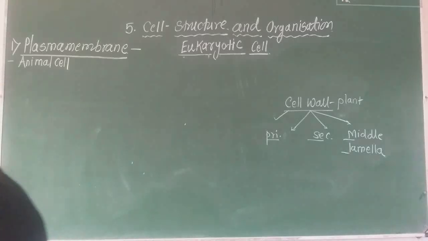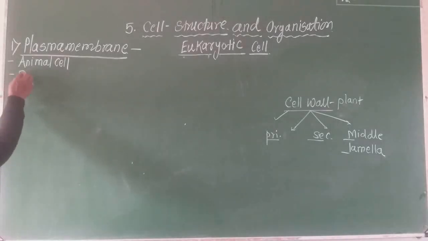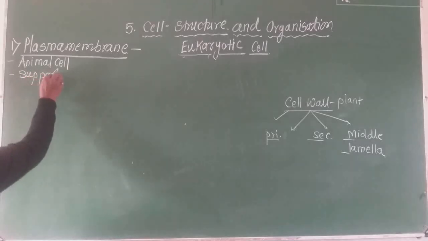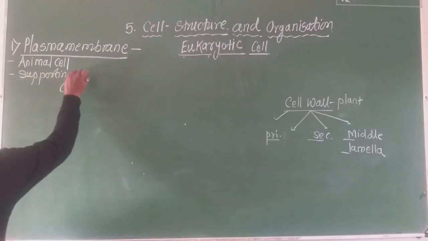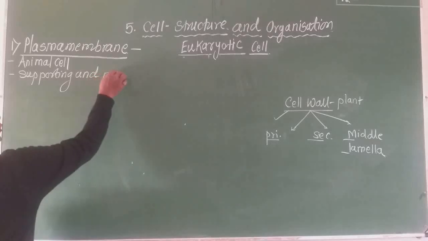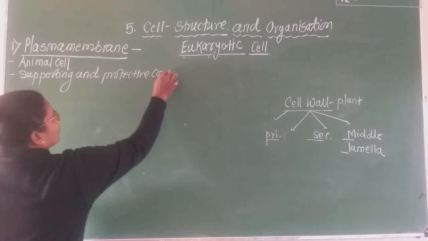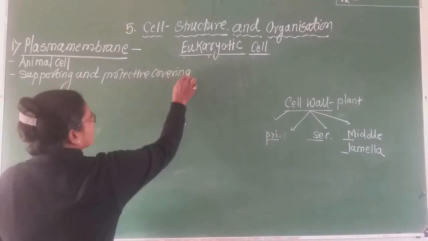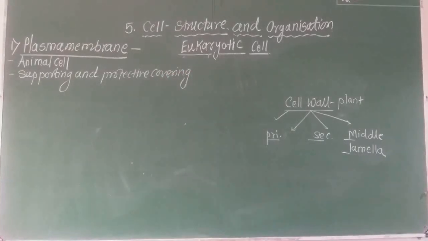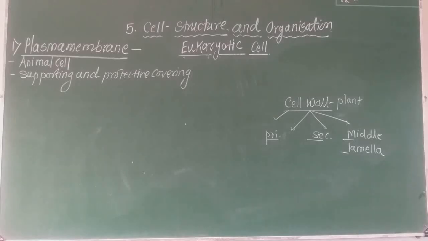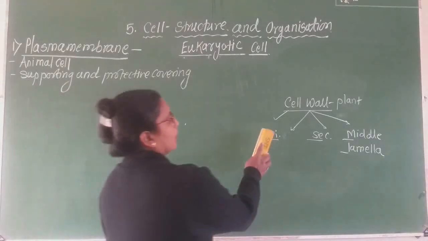In case of animal cell, there is presence of the plasma membrane, and this plasma membrane acts as a supporting and protective covering. What is plasma membrane? This plasma membrane is the supporting and protective covering of the eukaryotic cell.